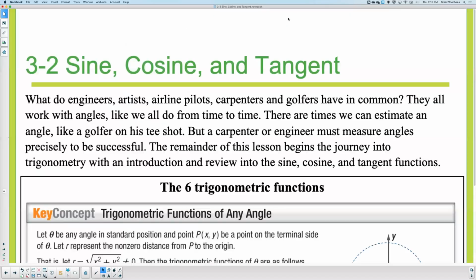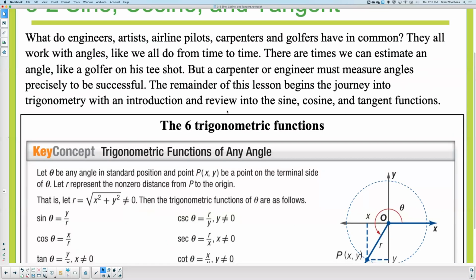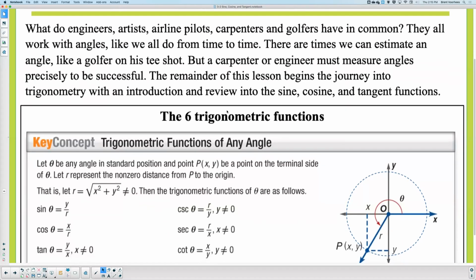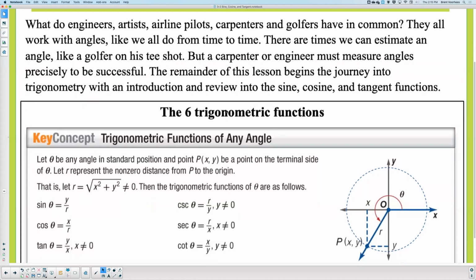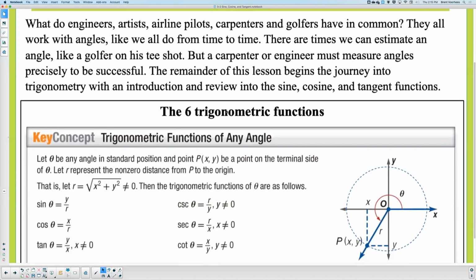All right, let's take a look now at example 3 here. Before we start example 3, we now get to bring in trig. This is the fun part. To me, this is the most fun thing about all of pre-calculus right here. Starting here, what do engineers, artists, airline pilots, carpenters, golfers all have in common? They all have to work with angles. So earlier, I told you on this model, we drew some things and added into them.